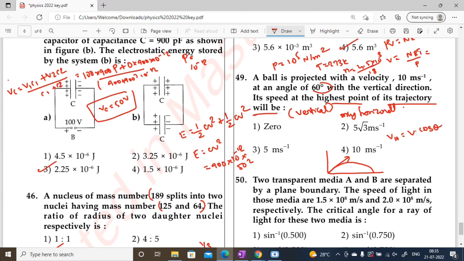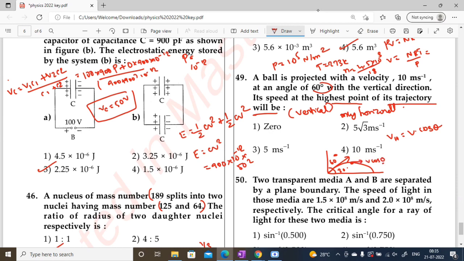A ball is projected with a velocity of 10 meters per second at an angle of 60 with the vertical direction. Vertical direction is 60, which means with respect to horizontal the angle is 30. So that is to be substituted here. At the maximum point, the velocity is v cos theta, and this theta is with respect to the horizontal direction, right?